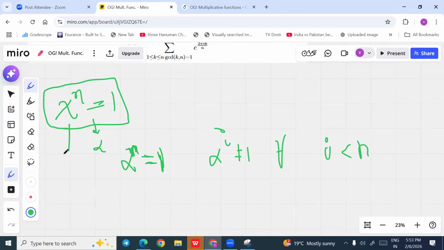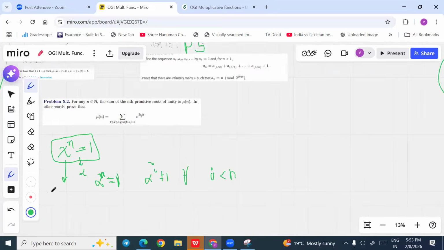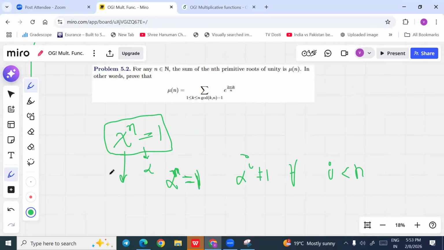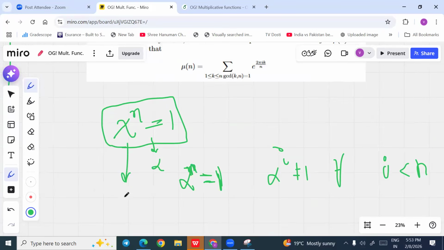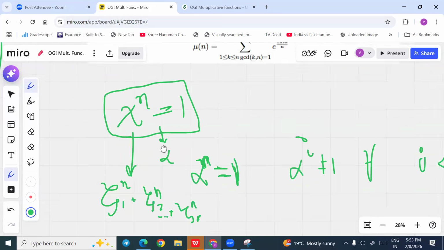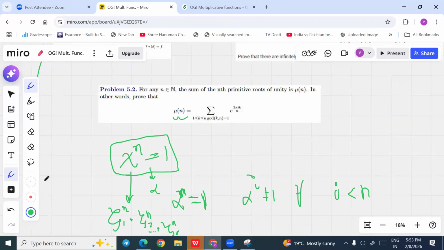Let's say there are k primitive roots of unity for n, and we denote the primitive roots of unity as n1, n2, and so on up to nk. So these are just the primitive nth roots of unity. We just have to prove that the sum of these is indeed the Mobius function of n.